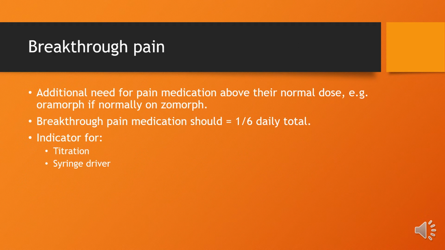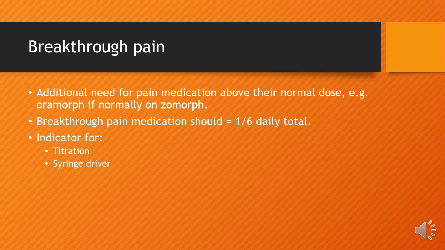Breakthrough pain is a commonly used term in palliative care. So patients who are in the dying phase often already have a baseline opioid level, for example, Zomorph BD at maybe 30 or 40 milligrams BD. And then they'll be prescribed a PRN, so as required medication, such as Oromorph. Breakthrough pain is when the baseline pain relief is not enough and you require that PRN medication.